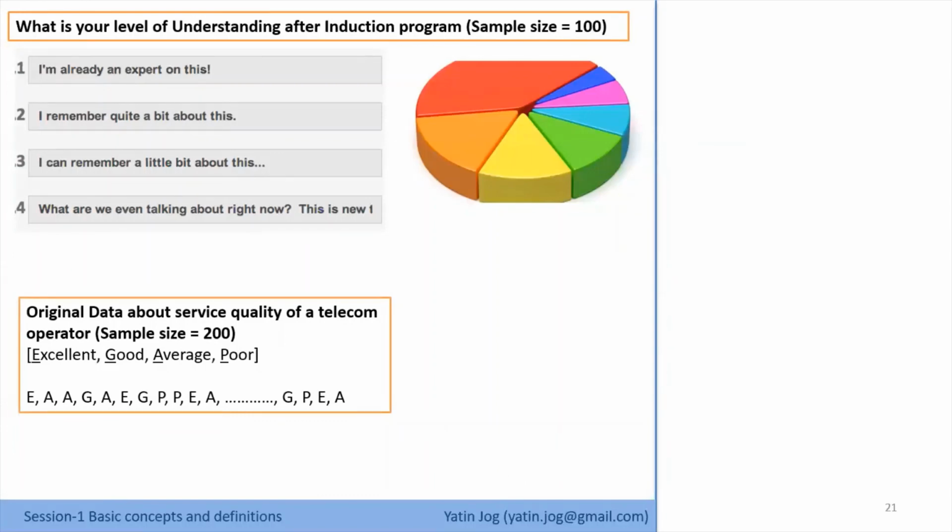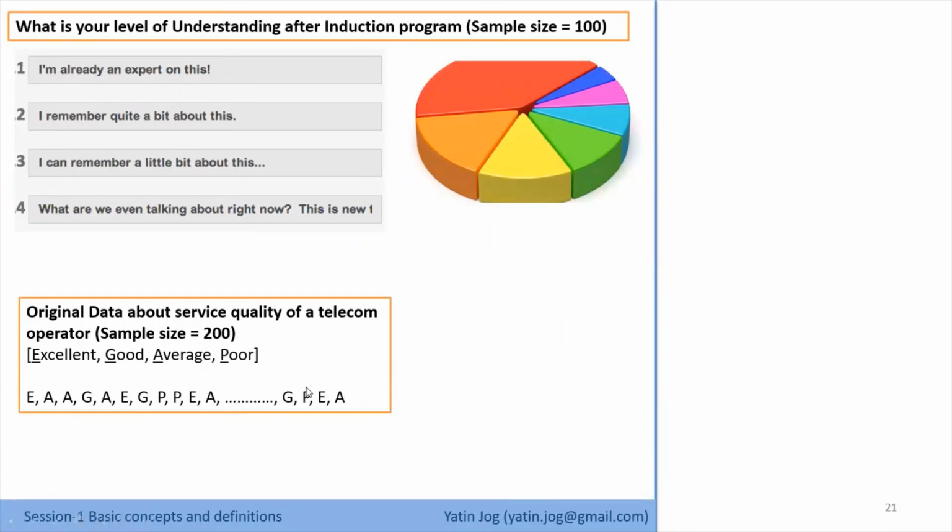Original data about service quality of a telecom operator. Sample size is 200. So suppose you are using Jio, and if I ask you about the service quality of Jio as a telecom operator, you may answer excellent, good, average, or poor. So I'm representing excellent by E, good by G, average by A, and poor by P. The first person says service is excellent, second says average, third says average, and so on. So I'm noting down all 200 data points.